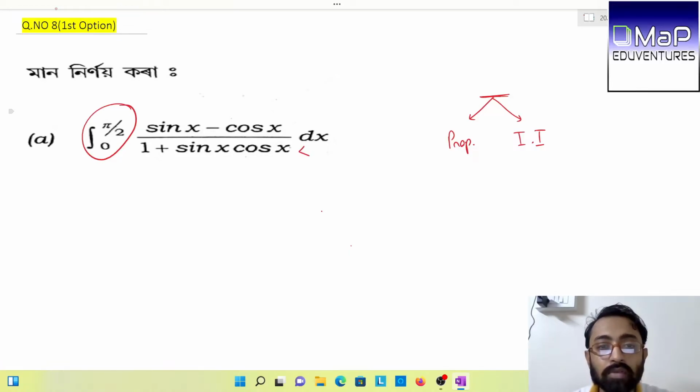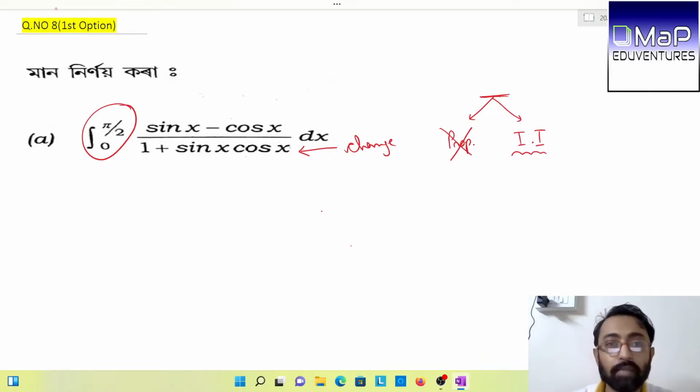Now only observe the denominator. If after applying the property the denominator changes, then we will not go for the property and we will go for indefinite integral. So for most questions of indefinite integral, a simple trick works. Now you can imagine whether it will change or not. You can calculate it in your mind, or you can do it now. So let us start.